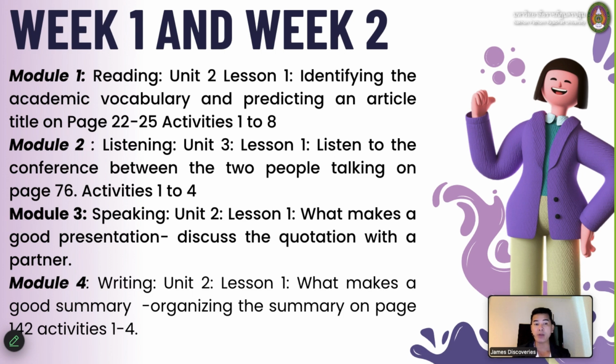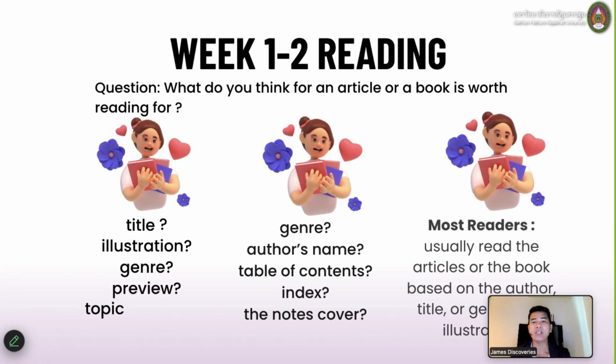Module 4 is about writing. That's unit 2, lesson 1. So, what makes a good summary? Organizing the summary on page 142, activities 1 to 4. As you can see, I'm dividing the book so that in every topic you're going to learn the 4 skills. That is very important. We are not going to learn only reading for week 1 and week 2. So I'm dividing it so that we can have the 4 skills in every lesson that we have. So I think you are all ready. Let's proceed now to the discussion.